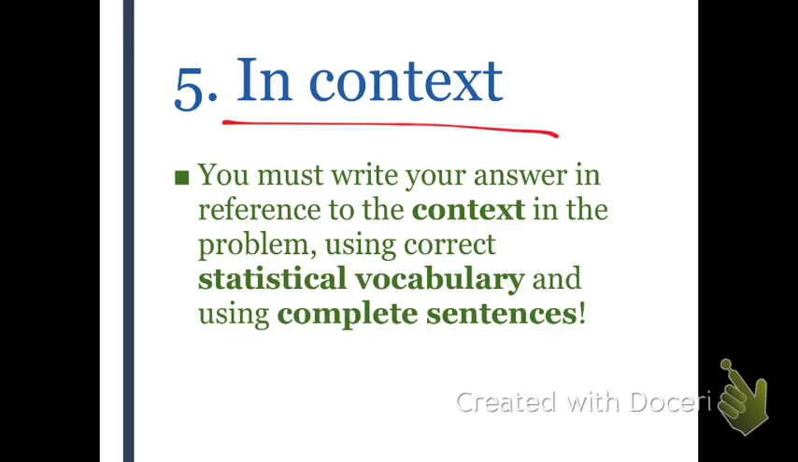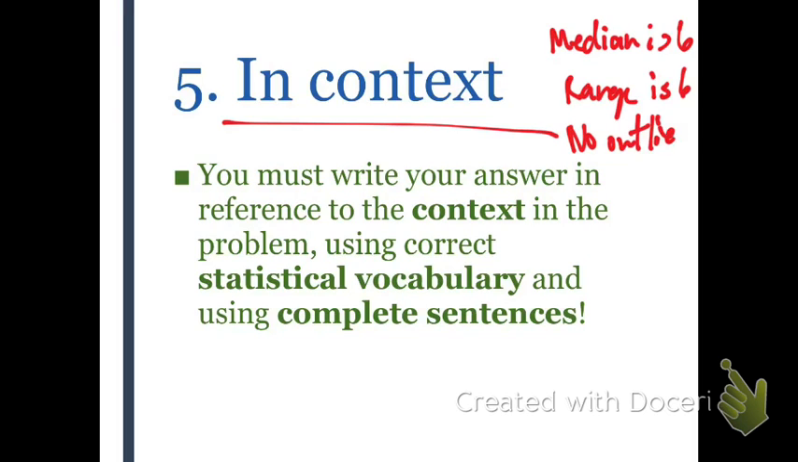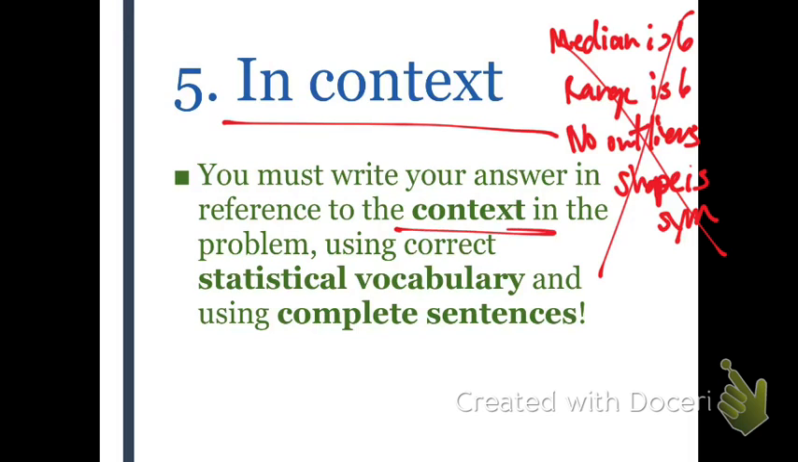You cannot say the median is 6, range is 6, no outliers, shape is symmetrical. That would get you no credit because I have no idea what you're talking about. So you need to say the median number of letters in the first name is 6. From there, you've given me your context, and then you can just quote the rest. So it needs to be about the subject of the problem or the content.